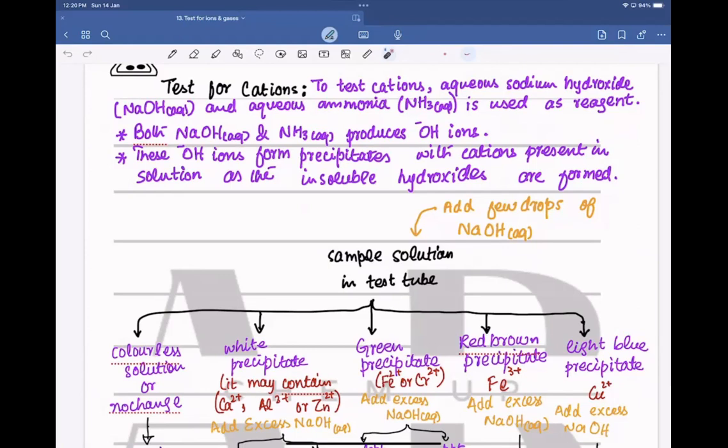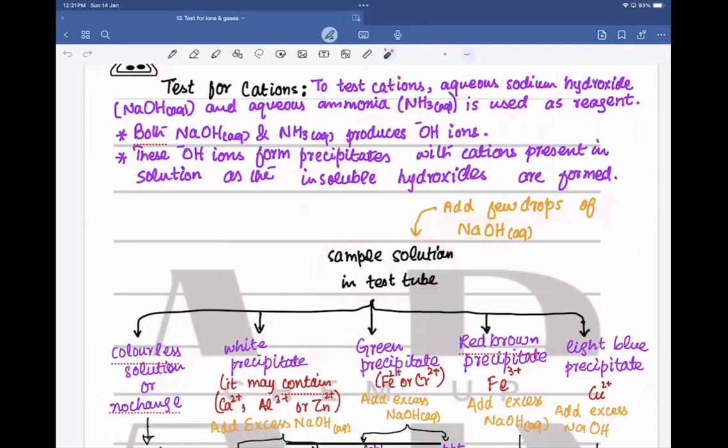Sir, should we complete the sample solution too, or are you going to explain that? I have explained what we are going to do: we take a sample solution in the test tube, then add a few drops of sodium hydroxide. On adding it, we get an observation, one of these 5. Sir, how are we supposed to know which observation it will be? It depends on the cation present.